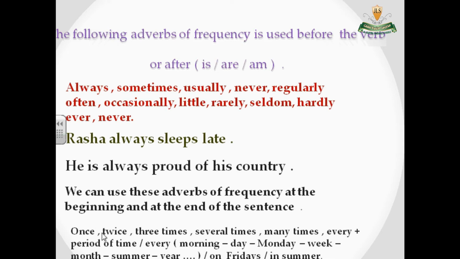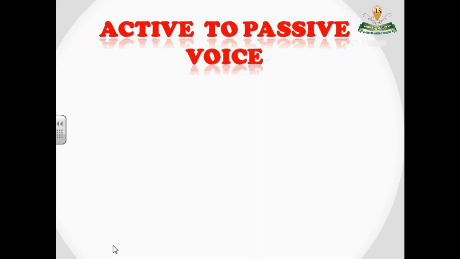These I can use at the beginning or at the end of the sentence. I can't use it in the middle, after is, are, or am, or after the verb or before the verb. Okay? Now, active and passive in the present simple tense.